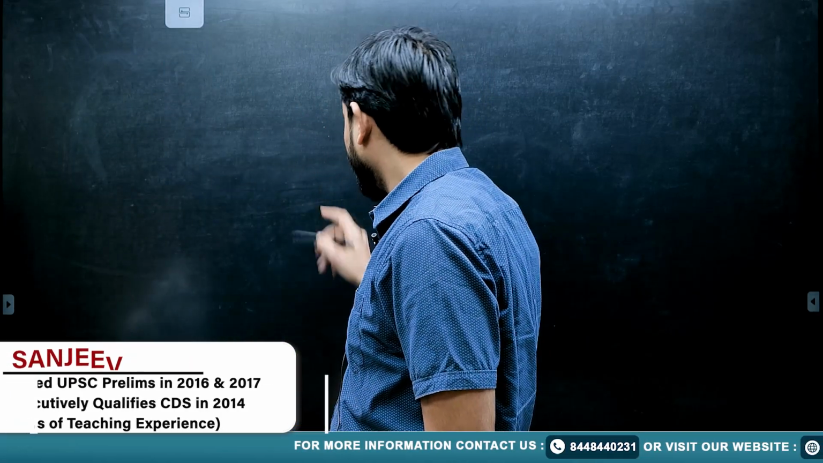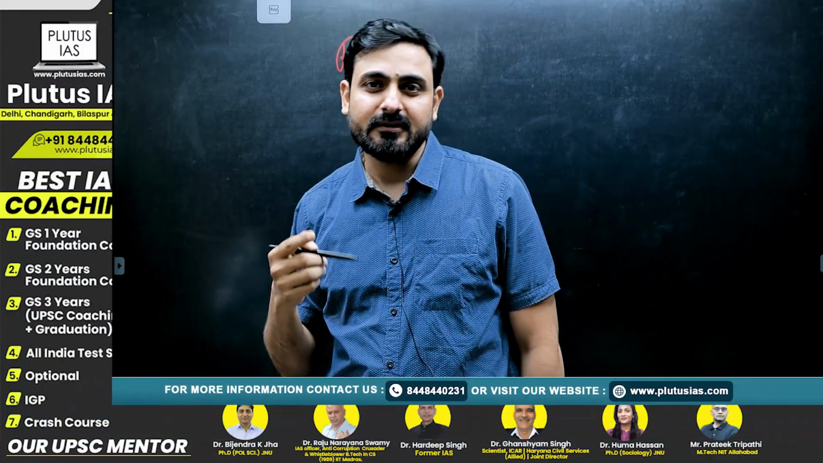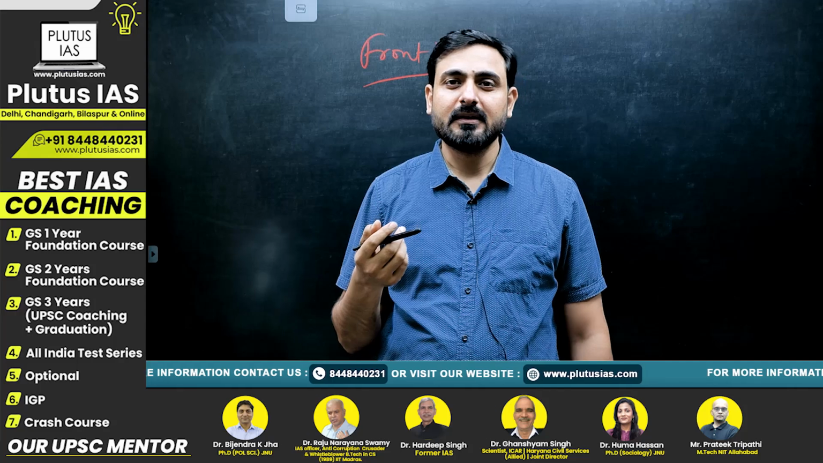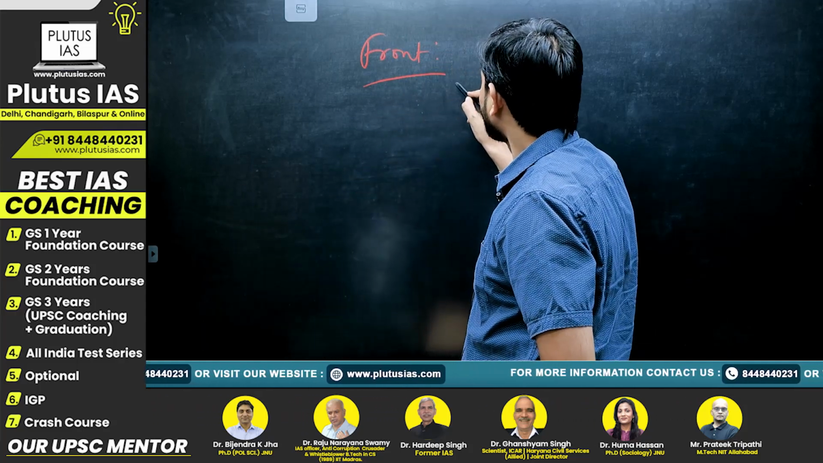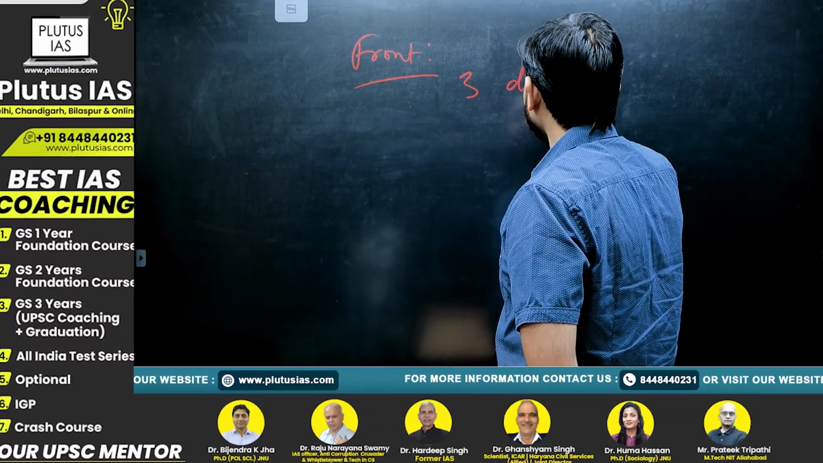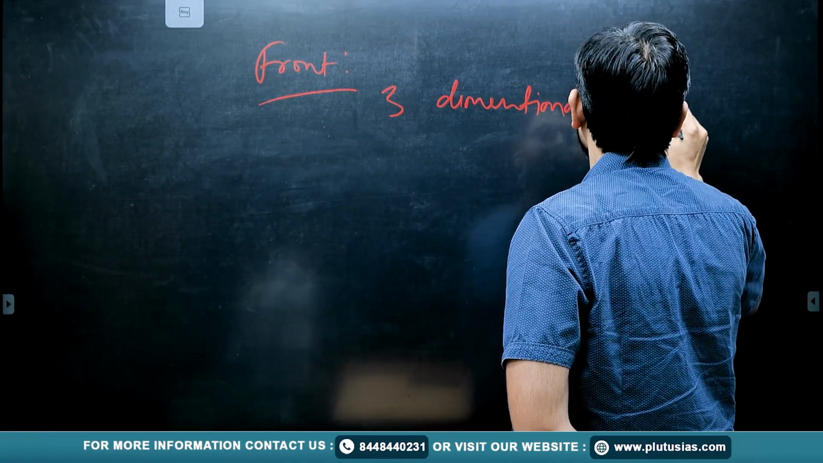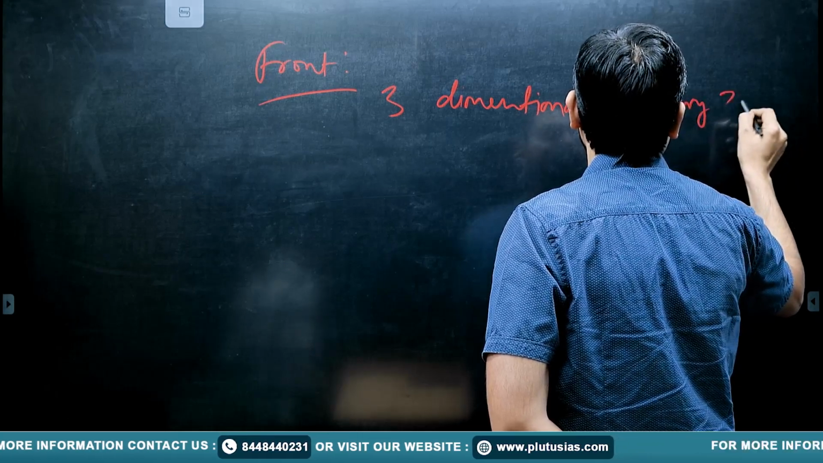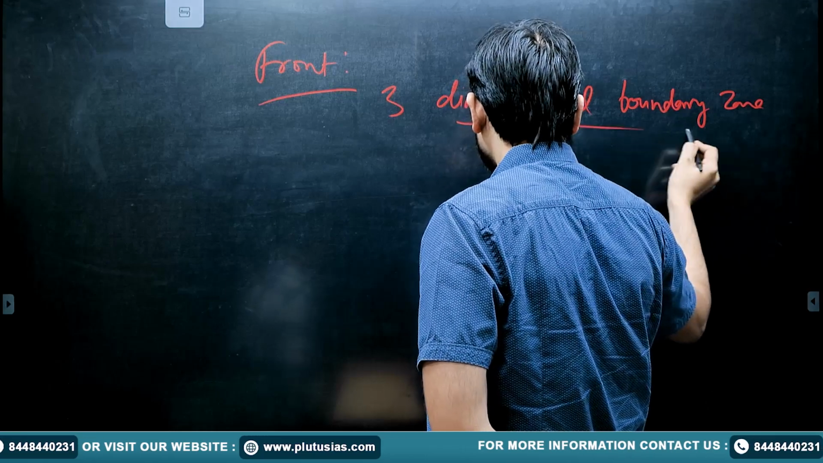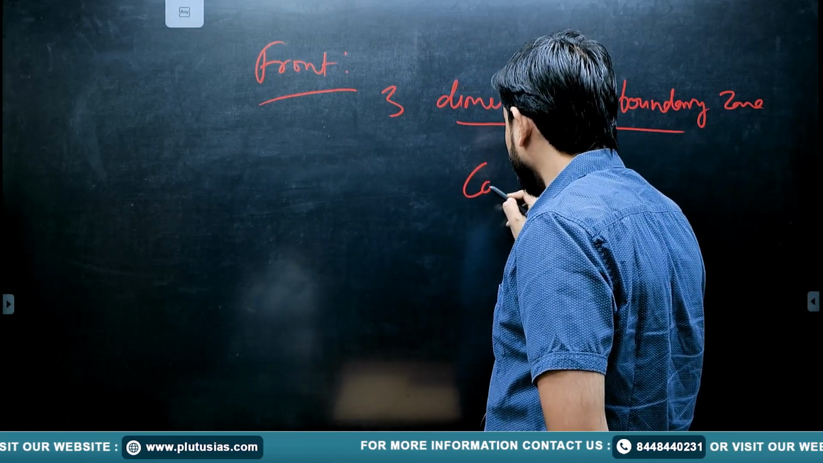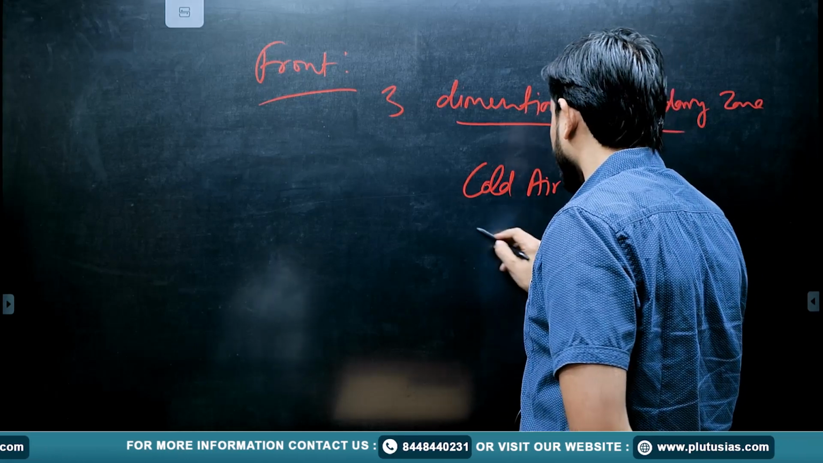Now what do we mean by this front? Front refers to a three-dimensional boundary zone where two different air masses contrast with each other. So it is a three-dimensional boundary zone, particularly the one that exists between the cold air mass and warm air mass.